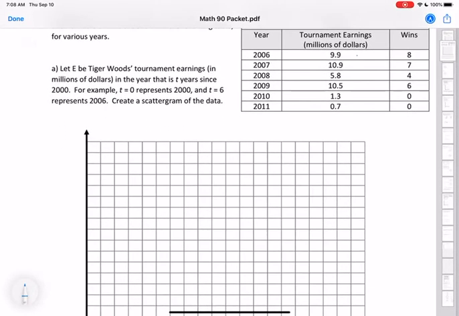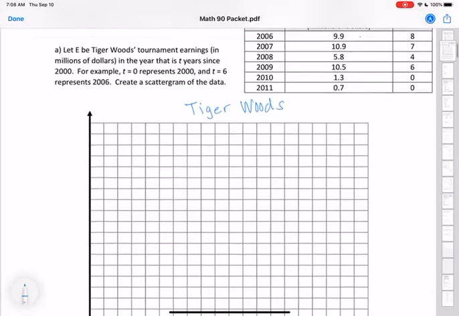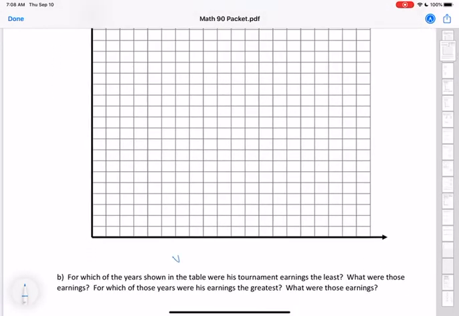The first thing I'm going to do, I always put the title first because if I don't, I'm going to forget. So I'm just going to write Tiger Woods. You can put whatever you would like for the title. And across the bottom we're looking at years. In part A, it says let E be Tiger Woods tournament earnings in millions of dollars in the year that is T years since 2000. For example, T equals 0 represents 2000 and T equals 6 represents 2006. Okay, so we've got our title. Across the bottom, I'm going to write years since 2000.